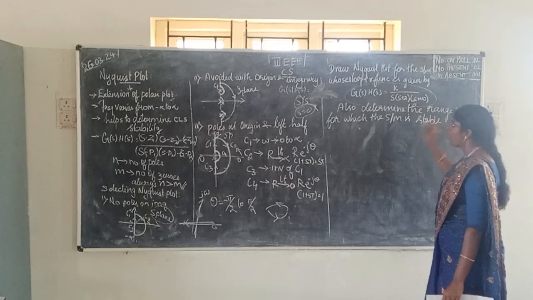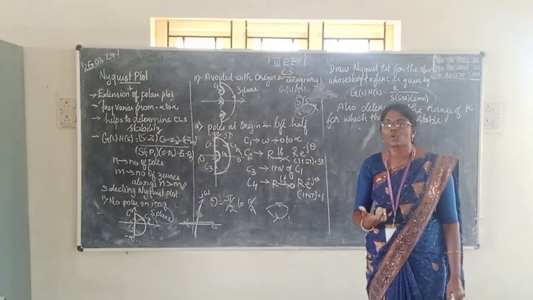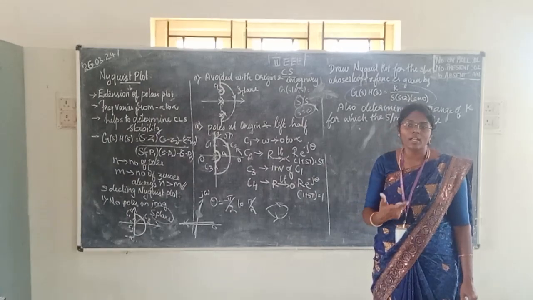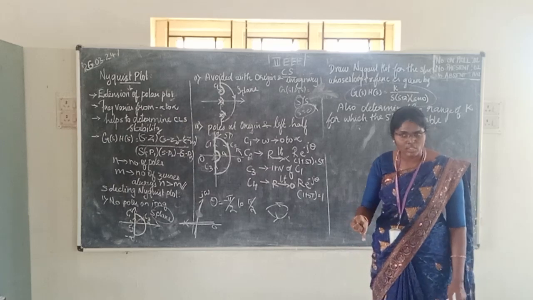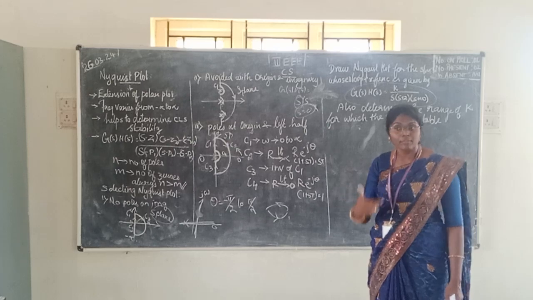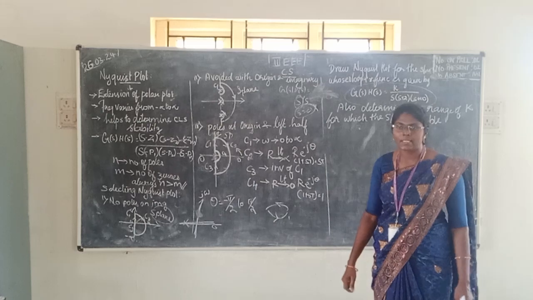So, what does it mean? I have to find the value for k. k is going to be under a condition. I have to determine at what value of k the system will be stable. I have to find the range of k. After finding out the range of k, I have to tell at what range the system should be stable.